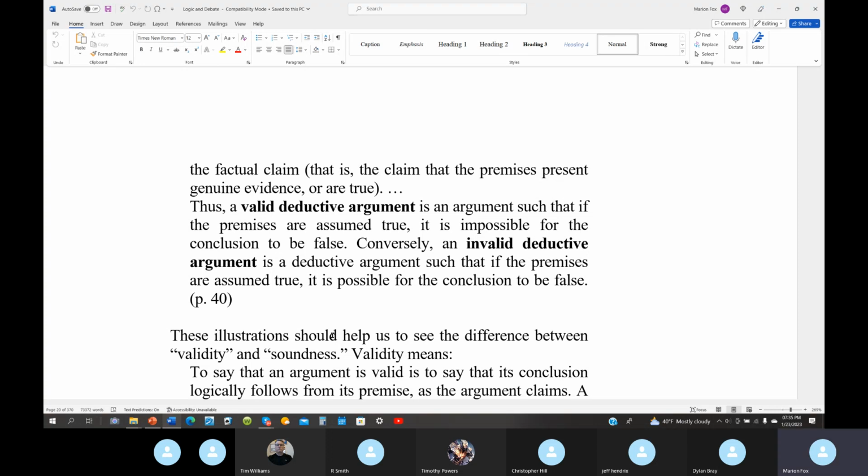Thus, a valid deductive argument is an argument such that if the premises were assumed true, it's impossible for the conclusion to be false. Conversely, an invalid deductive argument is a deductive argument such that if the premises are assumed true, it's possible for the conclusion to be false. It might not be false, as we showed when we subtracted. We had the wrong ages, and we put some other bad information in as well. We assumed that Joe was 20 and Sue was 5. We subtracted instead of added. We got 15, which was the correct sum of their ages.